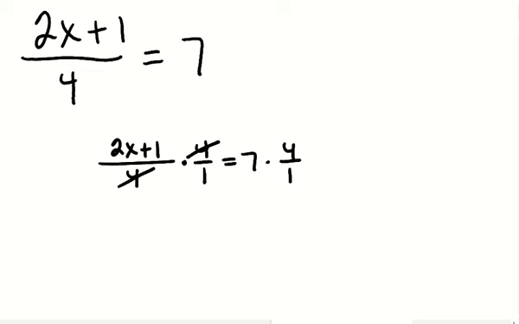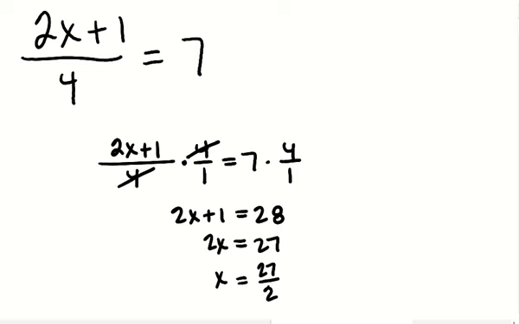And so I've got 2x plus 1 equals 28. 7 times 4 is 28. I'm going to subtract 1, and I'll have 2x equals 27. And then I'll divide by 2. So x is going to be 13.5, or 27 divided by 2, however you like it.